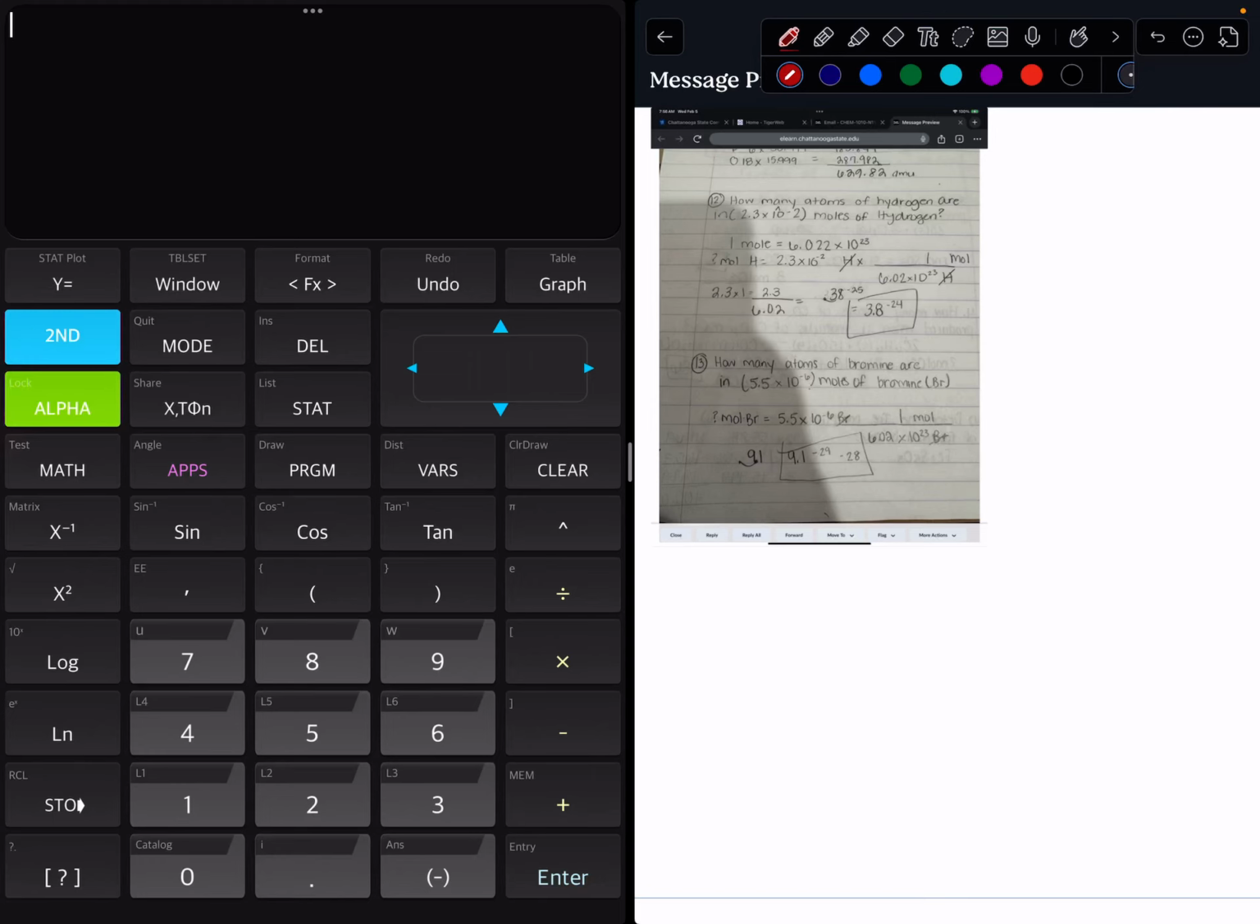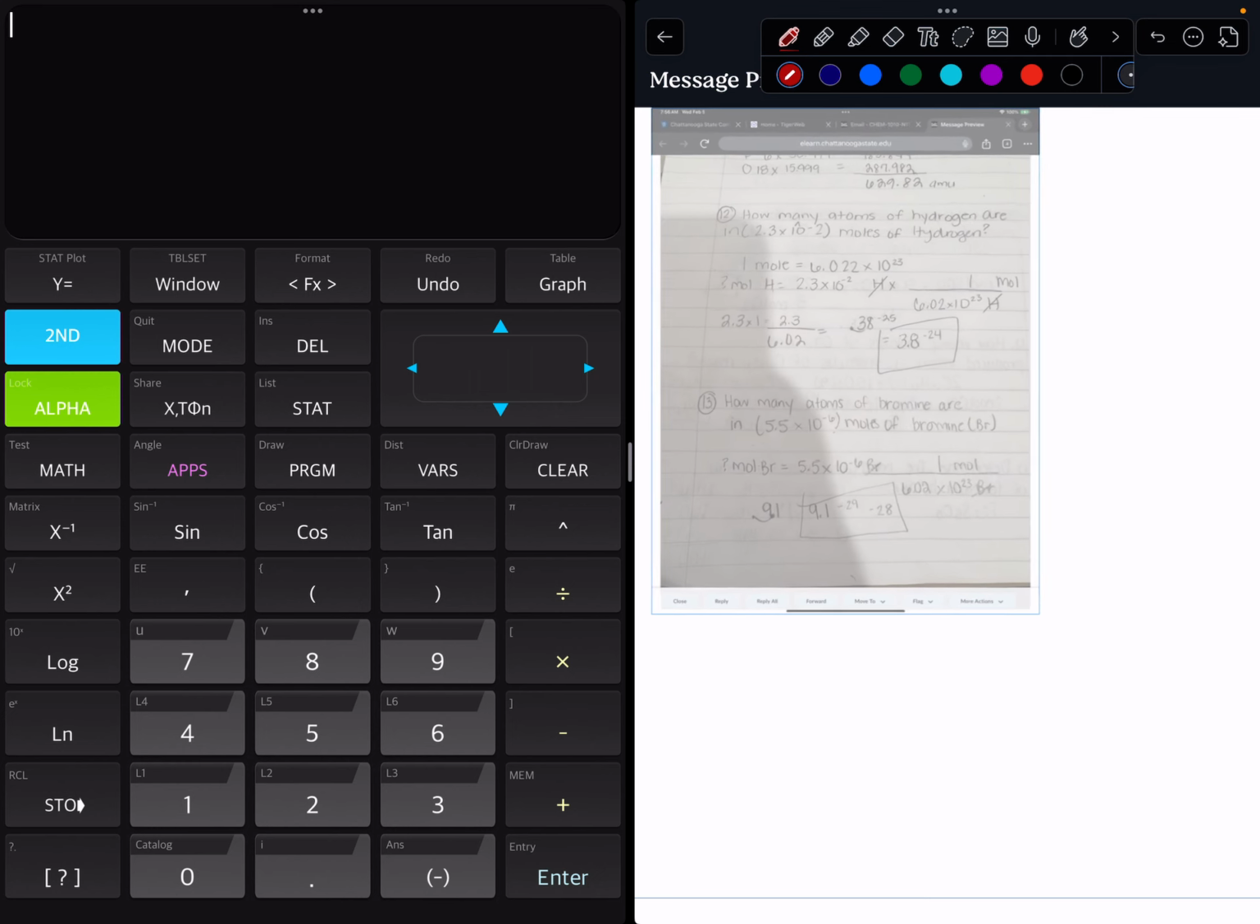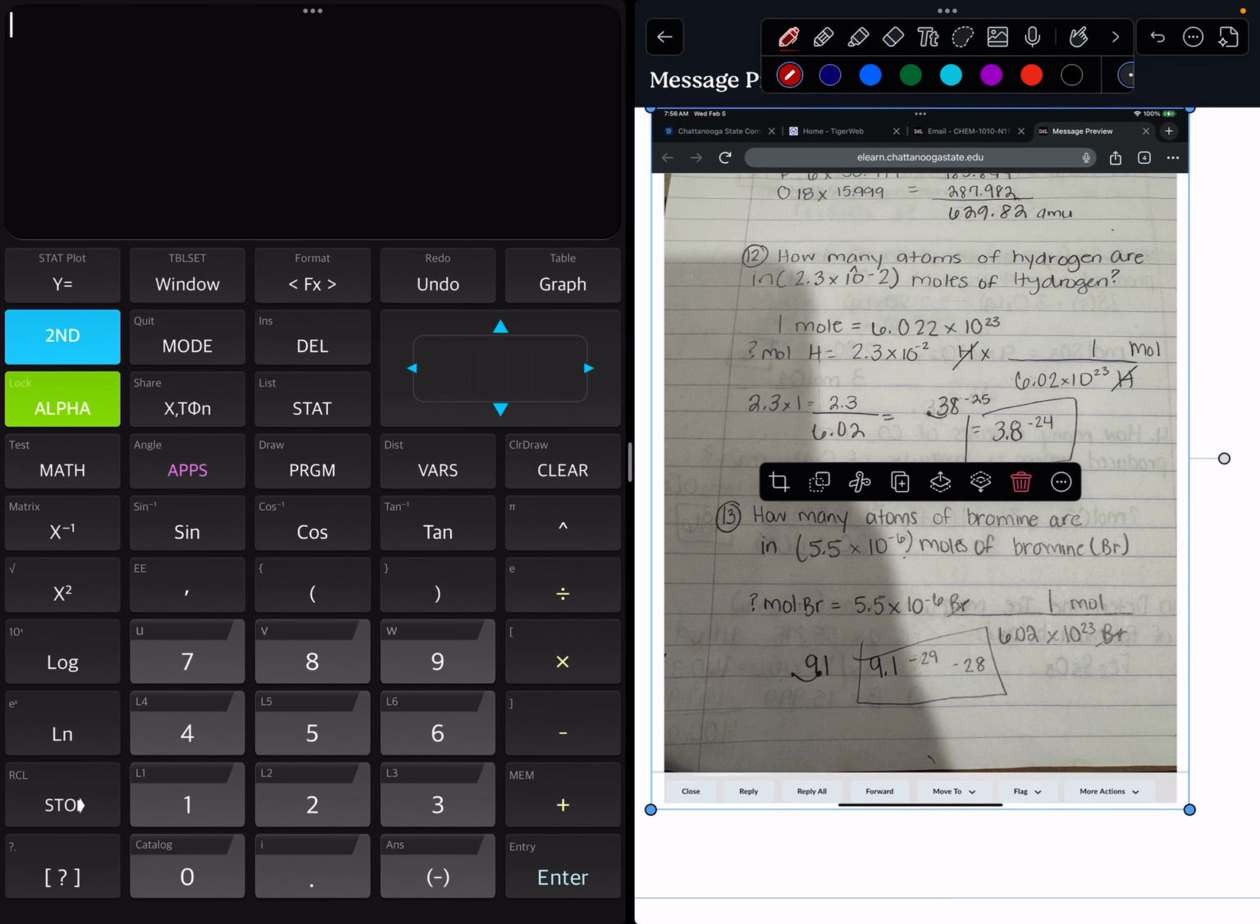All right, let's look at this first problem. How many atoms of hydrogen are in 2.3 times 10 to the minus 2 moles.